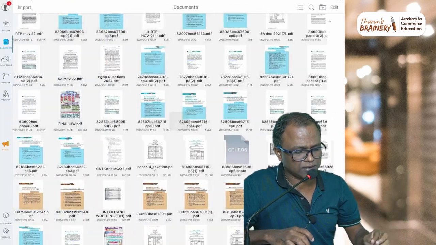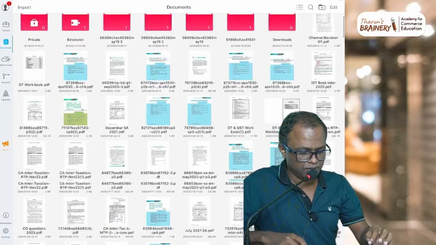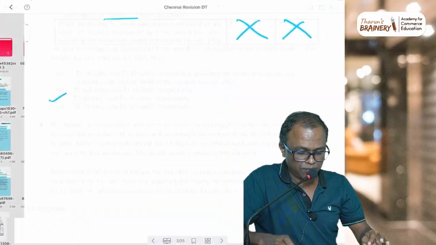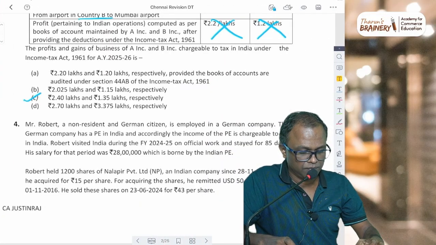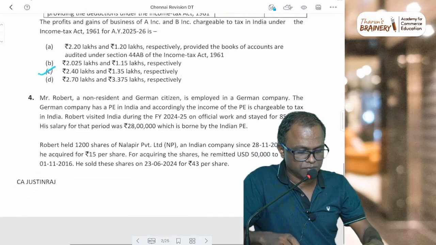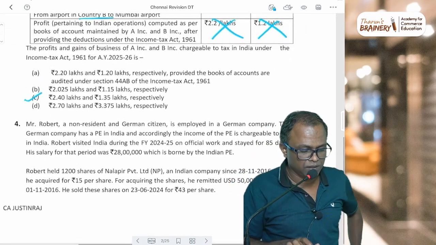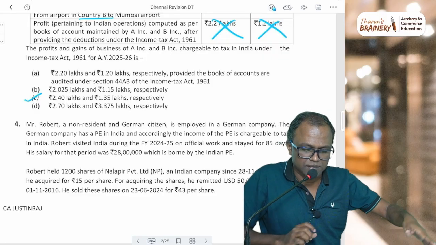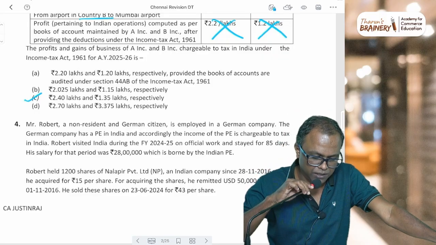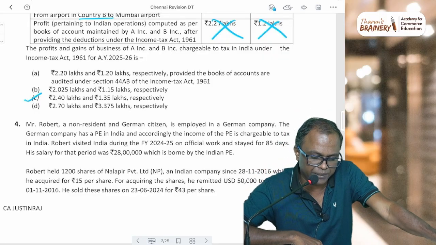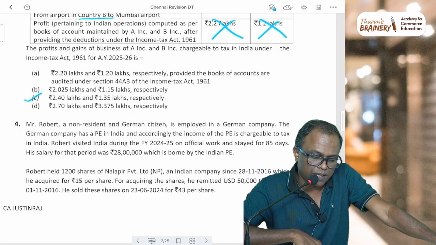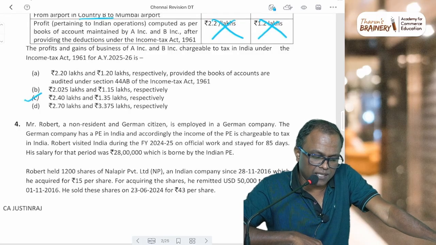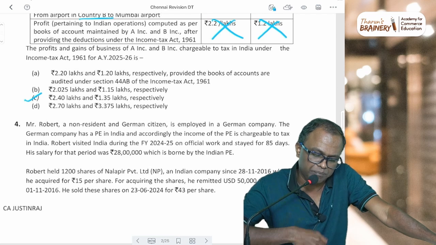Now we can go to that question. Mr. Roberts, a non-resident and a German citizen, is employed in a German company. The German company has a PE in India, and accordingly the income of the PE is chargeable to tax in India. So this non-resident company has a PE in India.